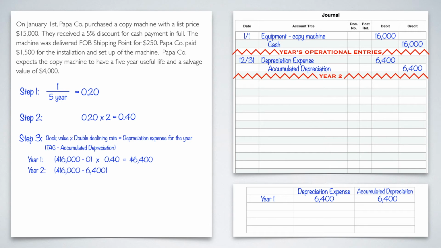So if I subtract 16,000 minus 6,400 and multiply that by 0.4, that will give me a depreciation expense for this year of 3,840. Add that to my table, year 2, 3,840. Add the 3,840 to the existing 6,400 for accumulated depreciation. That will give me 10,240. And I will do my journal entry. Depreciation expense again of 3,840 and accumulated depreciation of 3,840.